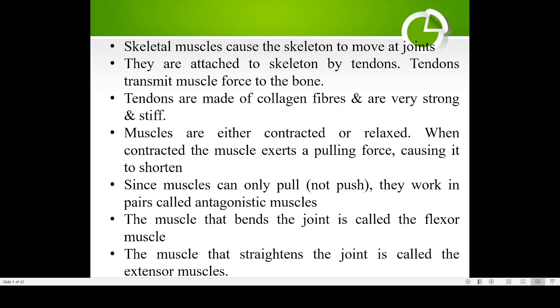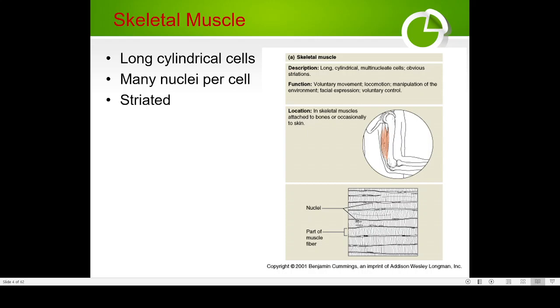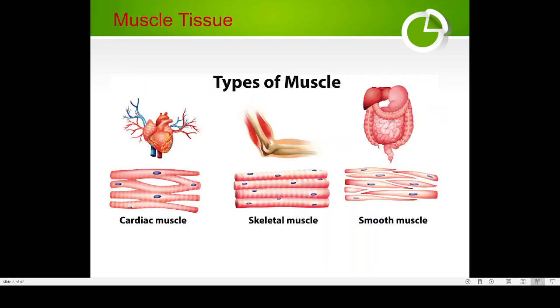Antagonistic muscle. A muscle that bends the joint is called a flexor muscle. Flexing is actually folding or bending. So here the bicep is a flexor muscle. A muscle that straightens the joint is known as an extensor muscle. So again, the tricep muscle is an extensor muscle. Here is how the picture looks: this is the flexor muscle and this is the tricep muscle, which is known as the extensor muscle.